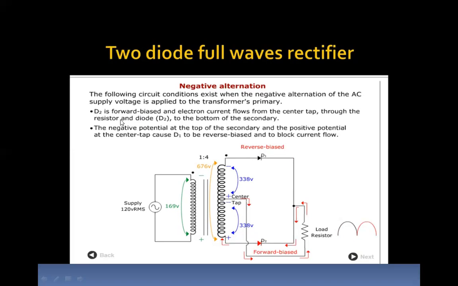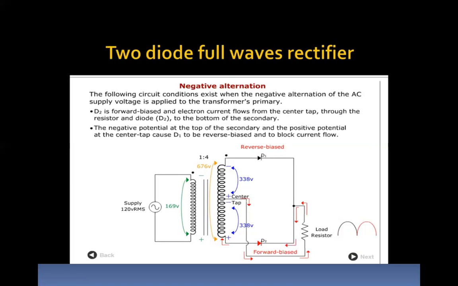D2 is forward biased and electron current flows from the center tap through the resistor and diode D2 to the bottom of the secondary. The negative potential at the top of the secondary and the positive potential at the center tap cause D1 to be reverse biased and block the current flow. So we can see how the current flows from the center tap: because diode D2 is forward biased, it goes this way through the load resistance and then passes through, completing the cycle.